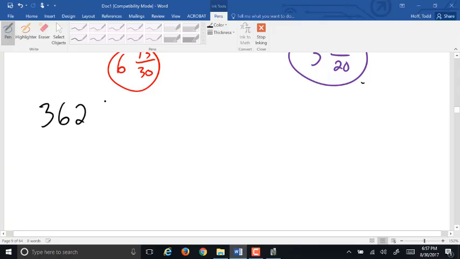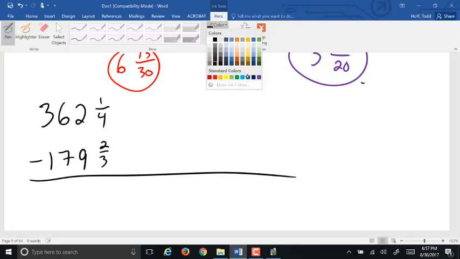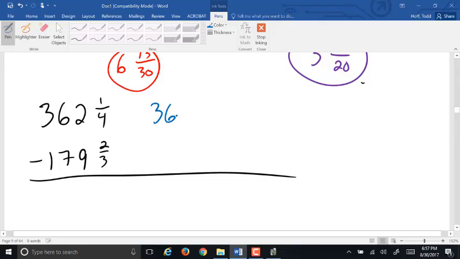Let's do 362 1/4 minus 179 2/3. Just a little bit more difficult. It really is more difficult. It just looks intimidating. The common denominator is 12. Good. What's this top one going to be? 3/12. The bottom one? 8/12.